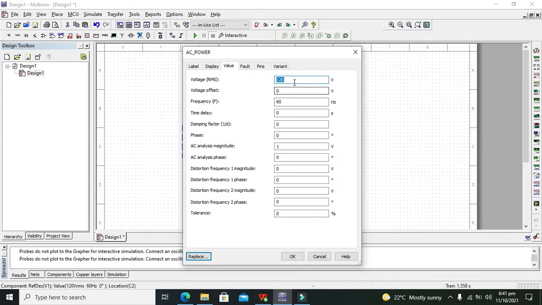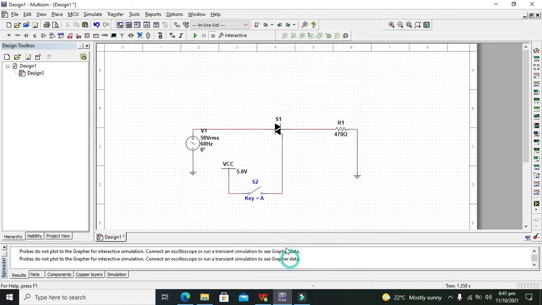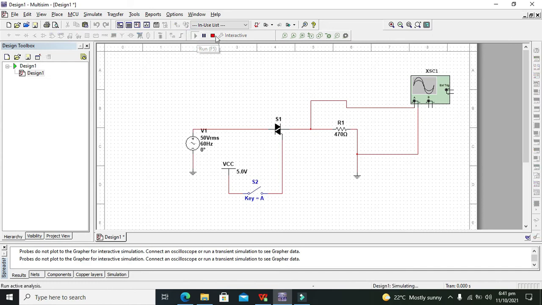Okay, and there is 60 hertz, so it's okay. Now our circuit is completed, but we need our oscilloscope on the output so that we can observe this signal across the 470 ohm resistor, which acts as the load.